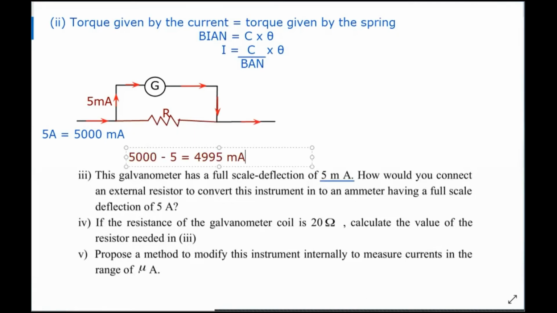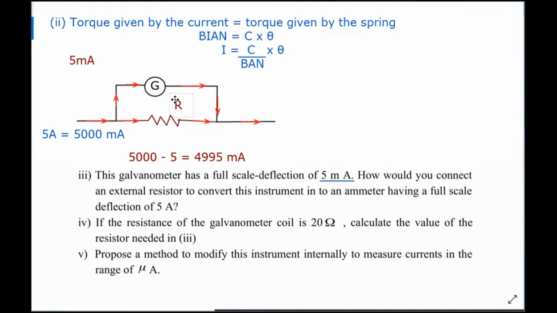Can you understand it? So this is the method that we use to protect the galvanometer from higher currents and measure the 5 ampere. Got it? I wish to give you a separate note for this even in the theory class. Please remind me to give you a separate note for this.